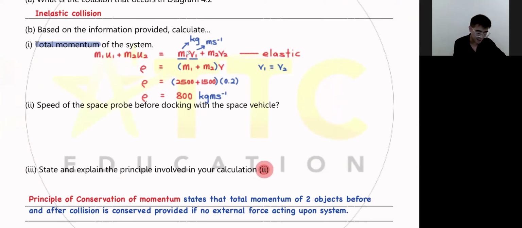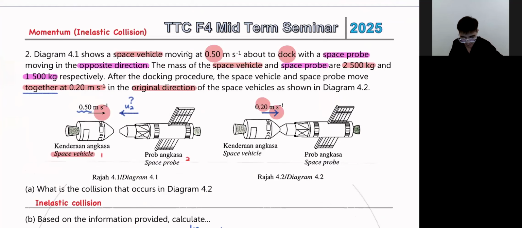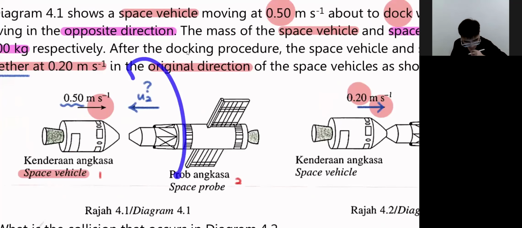Okay, then the next one. So B2, right? Then the question asks you to calculate the speed of the space prop before docking with the space vehicle. So the speed of the space prop before docking the space prop with the space vehicle. So that means you are calculating this speed.